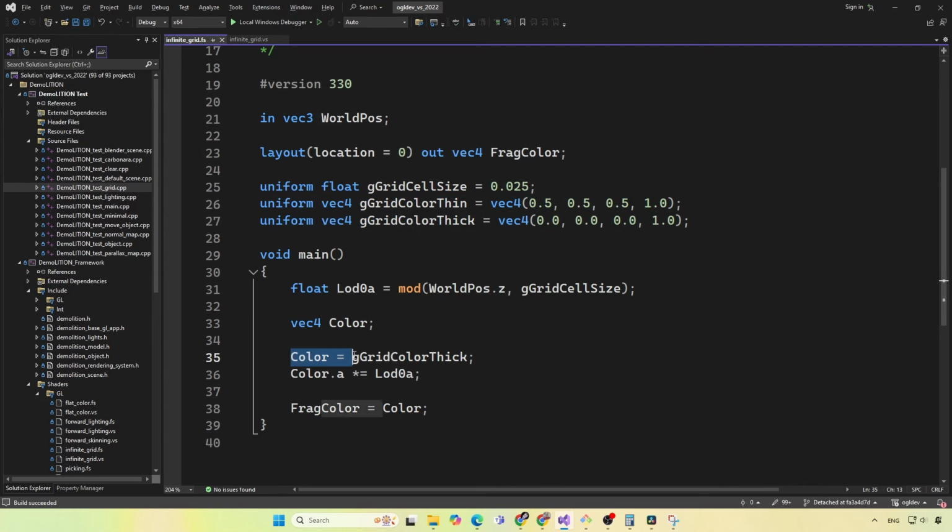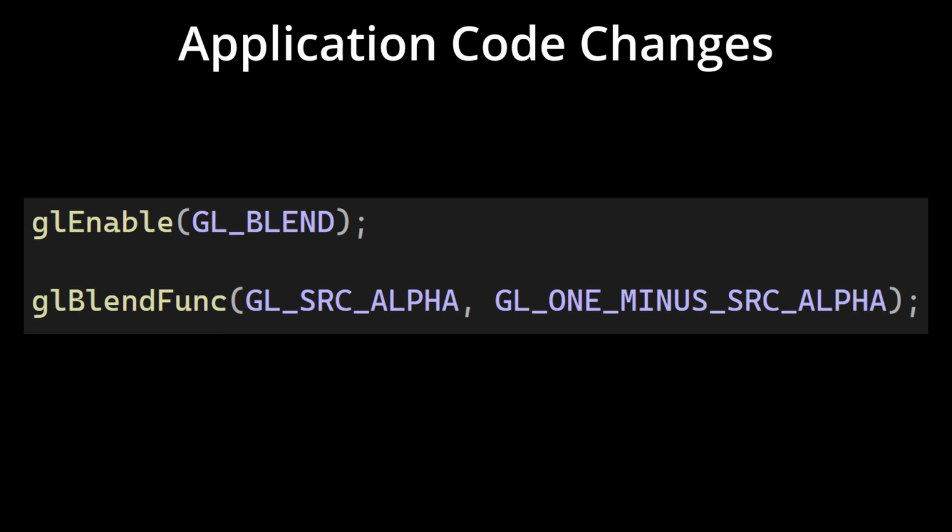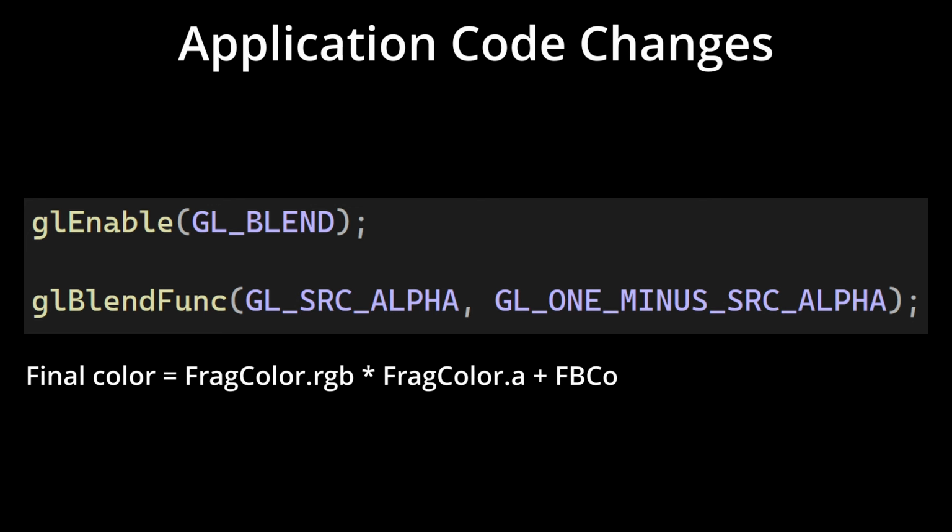Right now we simply set the output color to be the color of the thick line, and we multiply the alpha channel by the result of the modulo operation. To get this working, we also enable blending and set the blend function to be source alpha and 1 minus source alpha. This means that the final color is calculated by multiplying the output color of the fragment shader by its alpha channel and adding the color in the frame buffer multiplied by 1 minus the same alpha channel.